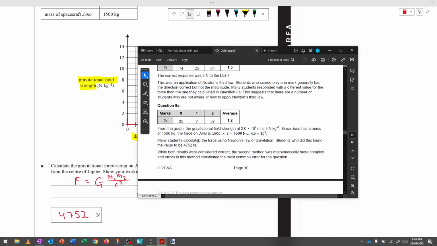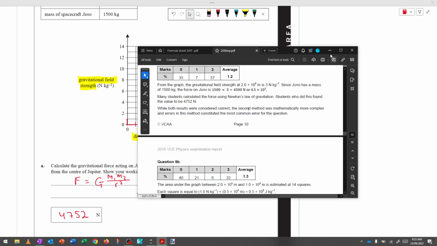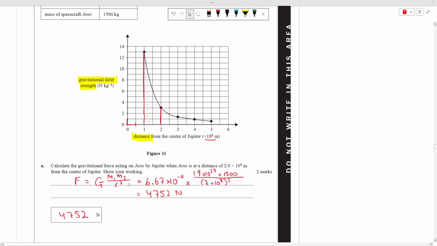And then they said many students calculated the force using Newton's law of gravitation. Okay, well, it says both results were considered correct, so the way we've done it is fine. The second method was mathematically more complex, and errors in this method constituted the most common error for the question. Well, that's just people not being careful with their calculation. I mean, that's not a hard calculation to do.